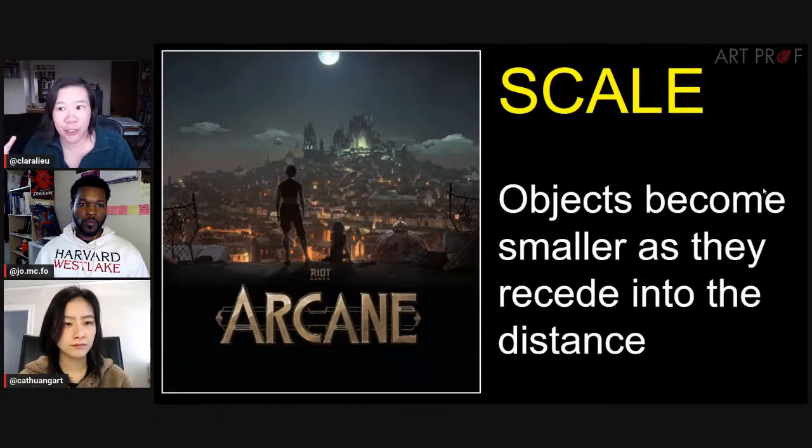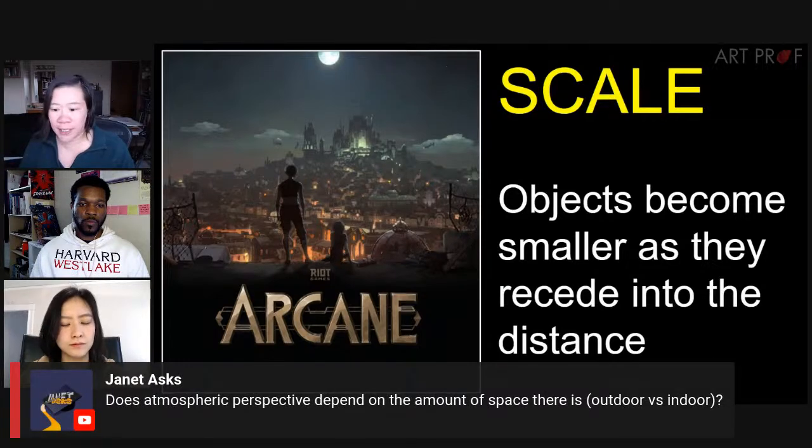You can have a picture of a tree, and just within that one object, you can have atmospheric perspective. So it doesn't have to do with distance, because Janet here is asking, does atmospheric perspective depend on the amount of space, outdoor versus indoor? You can apply it to anything.